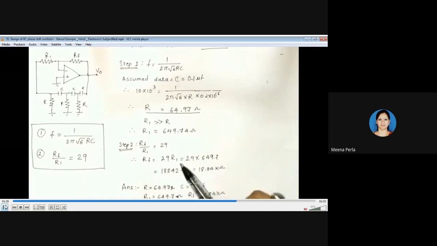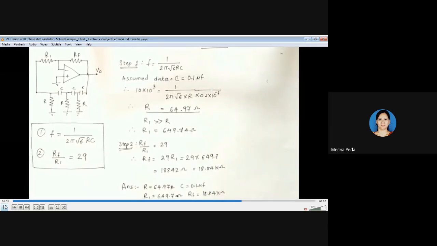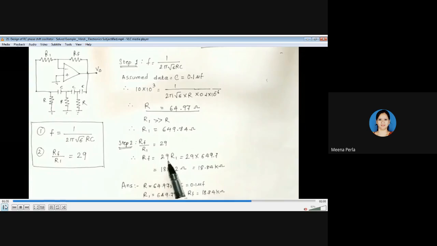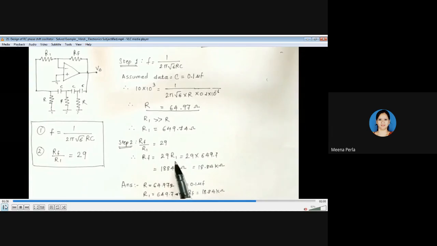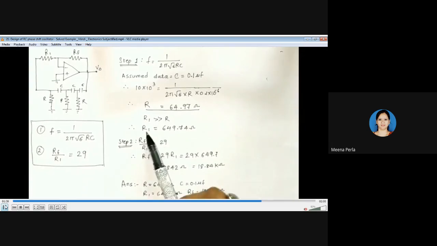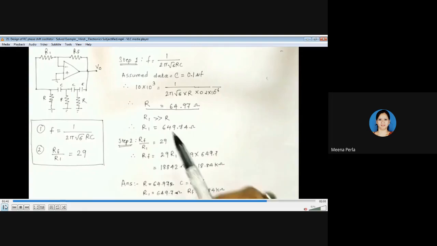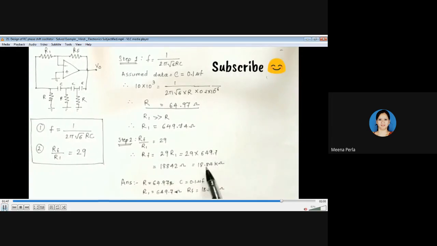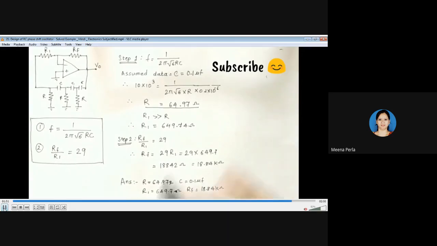So the last component is RF. Now we know the gain of the RC phase shift oscillator, that is 29. So RF will be equal to 29 times R1. R1 we have already calculated. So we substitute this R1 value, 649.7, and we can get the value of RF. So this is how we can calculate the values of R, C, R1 and RF.